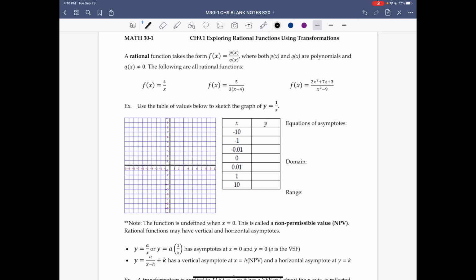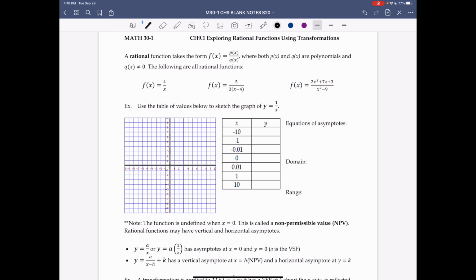Chapter 9.1, Exploring Rational Functions Using Transformations. A rational function takes the form f of x equals p of x divided by q of x, where both p of x and q of x are polynomials, and q of x is not equal to 0. The following are all examples of rational functions.